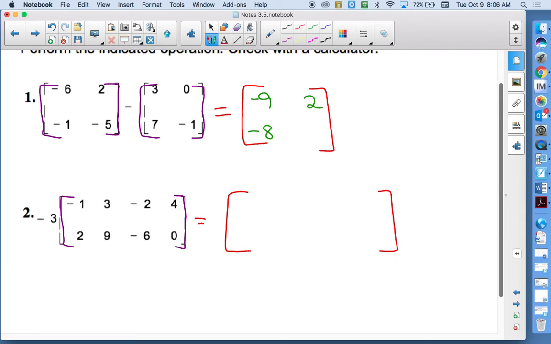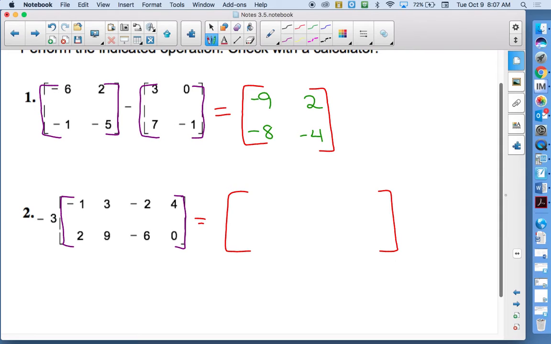Careful with the minus negative. 4. There you go. So just be careful with the minus sign. Make sure you're subtracting them and not adding them. So negative 6 minus 3, 2 minus 0, negative 1 minus 7, negative 5 minus negative 1. Questions with number 1?